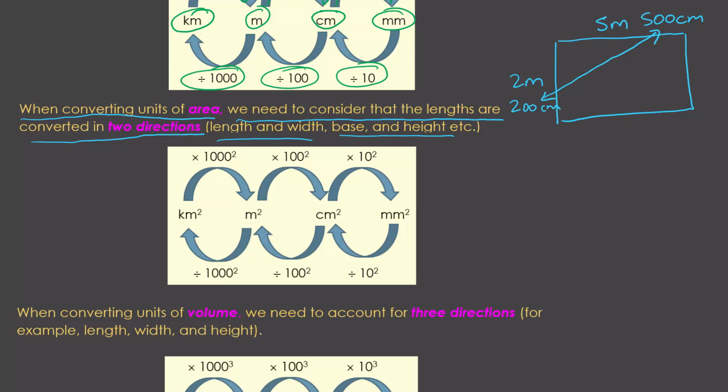And that means for area, kilometers squared to meters squared, you multiply by 1,000 squared. You multiply by 1,000 for the length and 1,000 for the width. And you can see that we do the same going across.